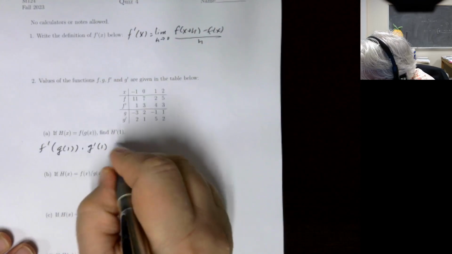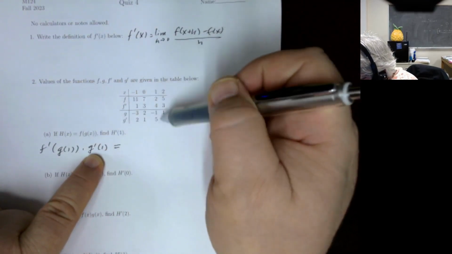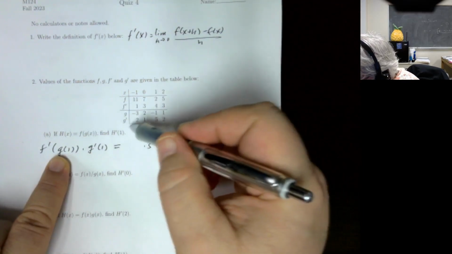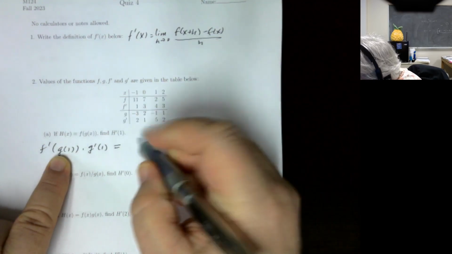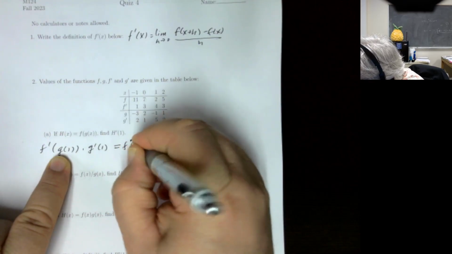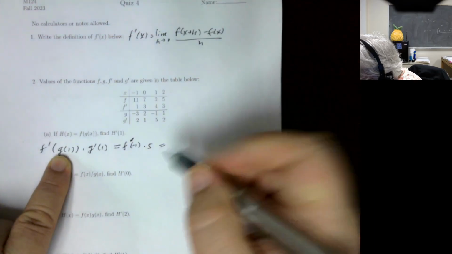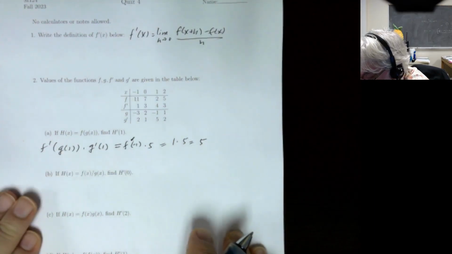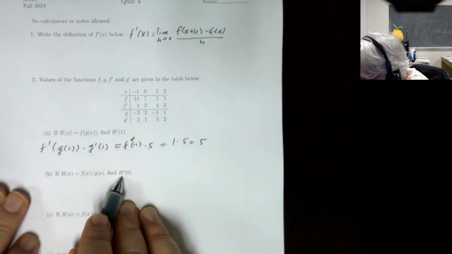And so if we go to the table here, g prime of 1 is 5. And then g of 1 is negative 1. So this is going to be f prime of negative 1 times 5. So then f prime of negative 1 is positive 1, so that's 1 times 5. Good.